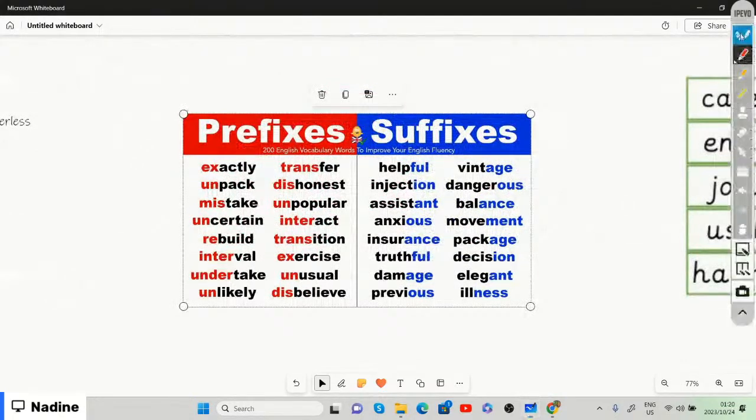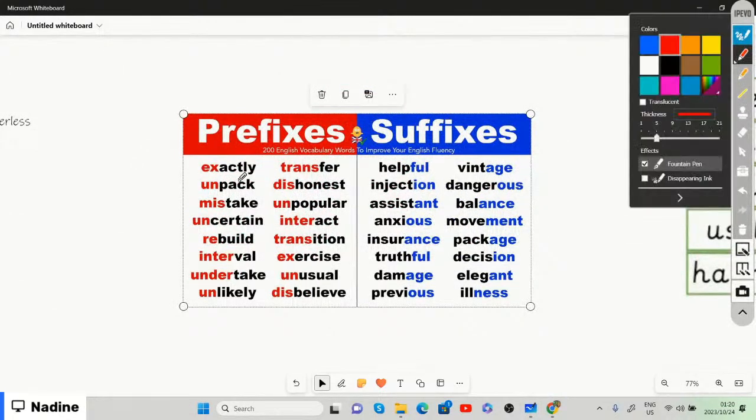All right. That is prefixes. Now, here are a few more examples of suffixes that end in full, and we have helpful, right? And helpful is one of the suffix examples that we also made.